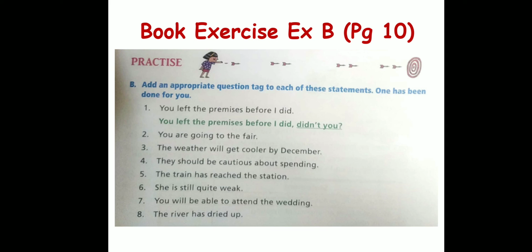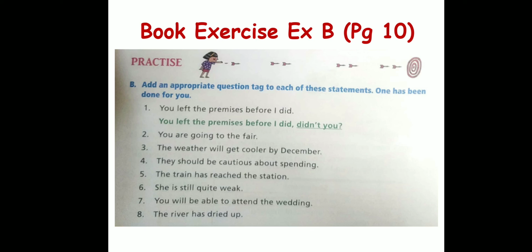Alright. So first one is, you left the premises before I did. Okay. So over here, what is the verb? Left. Left is the verb. Okay. Is this negative or positive? This is positive. So question tag should be negative. That is why: you left the premises before I did, didn't you? So didn't you, the abbreviation is used.